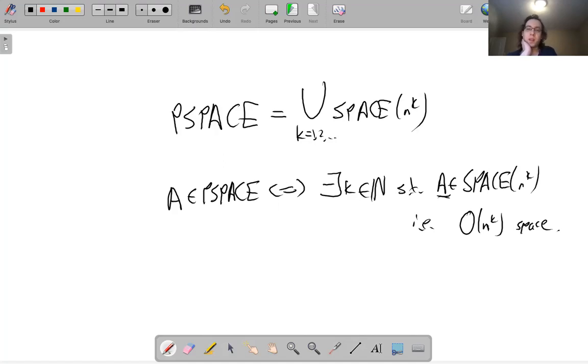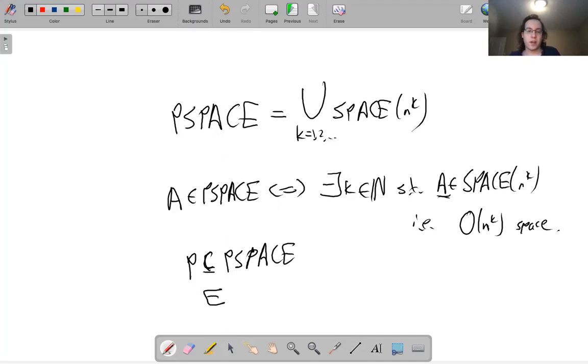Okay, so this is PSPACE, and because each time class is a subclass of the corresponding space class, we actually get that P is a subset of PSPACE. So P is a subset of PSPACE.